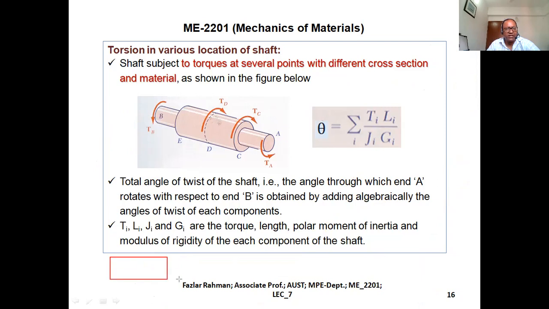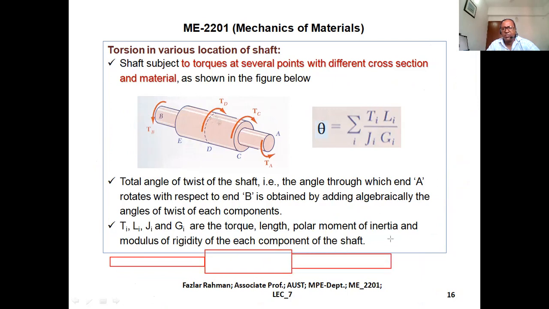So now, oh, I made a mistake. I delete everything. So this is, for example, one shaft. Other one is this shaft. And other one is this shaft. Okay. Now this shaft, nothing is there, right? Now I'm saying you have a torque over here. There is a torque over here. There is a torque over here.